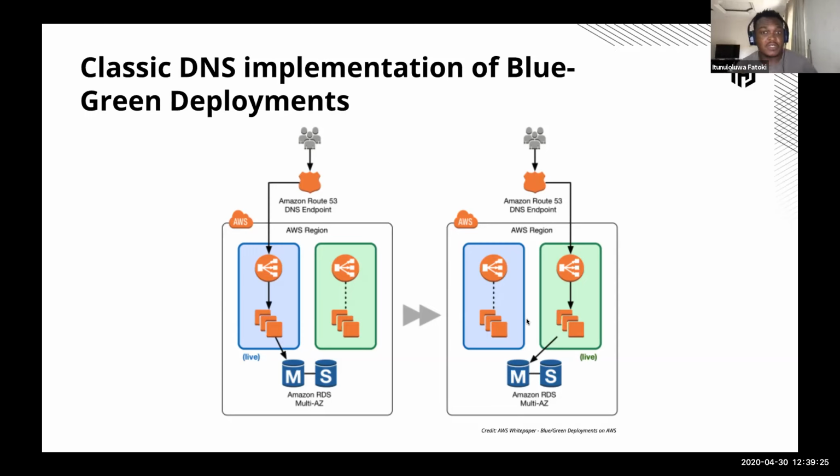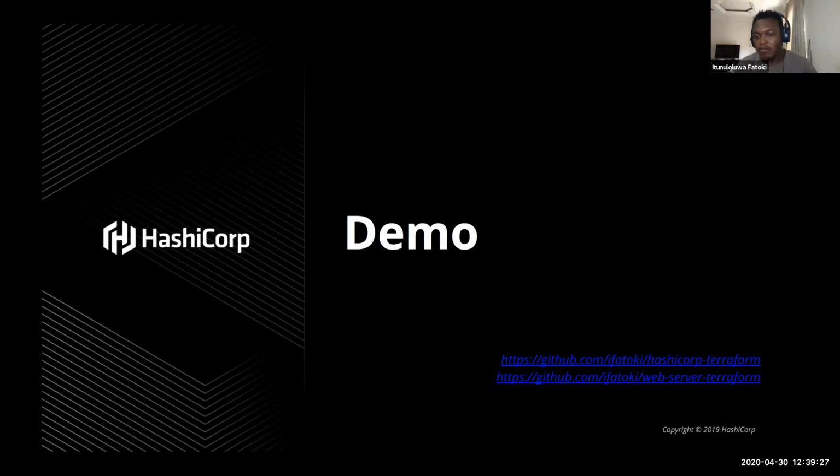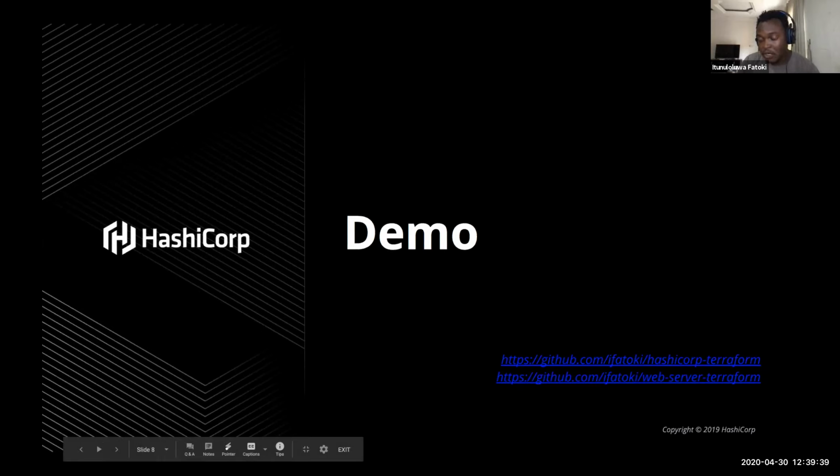So now let's run into the demo. You can go over to the links below in the slide. You'd find the repositories for the demo. So what I did was to build a web server configuration, infrastructure as code, to handle the uniqueness of the code I'm working on here. And then I have a generic HashiCorp Terraform, which handles the whole process of deploying it blue-green. And there's a couple of scripts in there that help us handle that smoothly. So I'll run down to that right now.